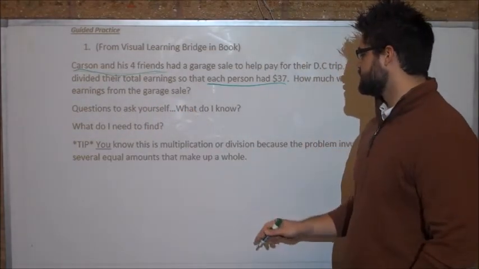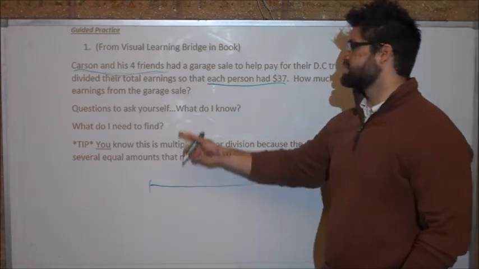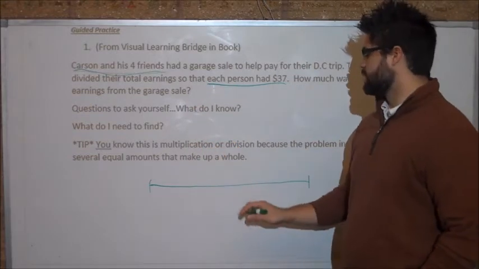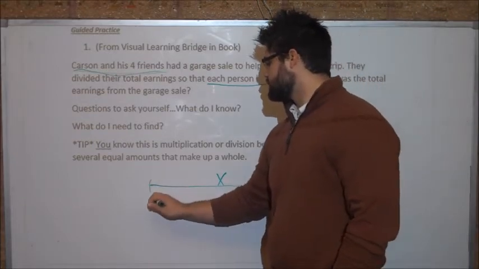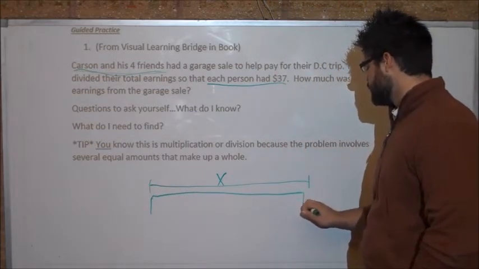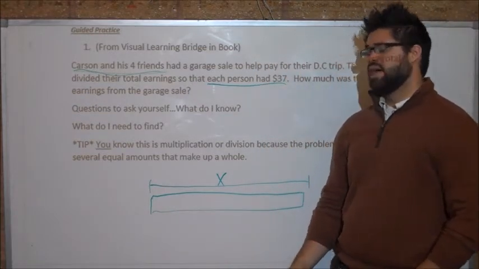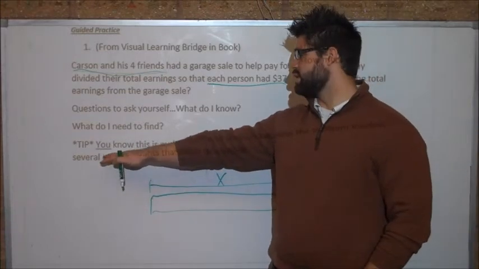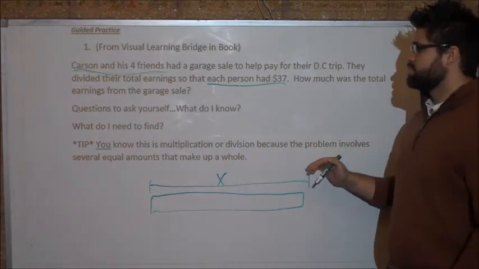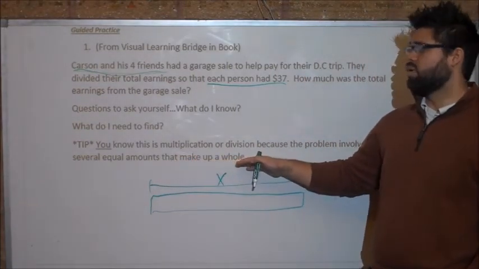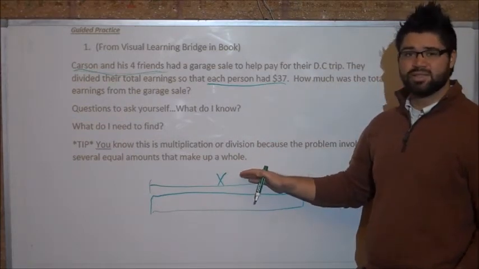So we know from this that our line segment is going to be the unknown because it's asking what's the total earnings. So I'm going to use just x as my variable. And I'm going to have to divide his total earnings with his friends into equal sections. Here's a little tip that I put in your notes. Go ahead and read that with me. It says this is a multiplication or division problem because the problem involves several equal amounts that make up a whole. Right? Each person has $37. These are equal parts to make up this total.